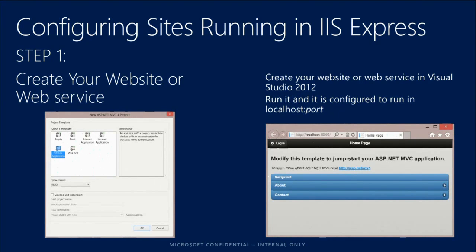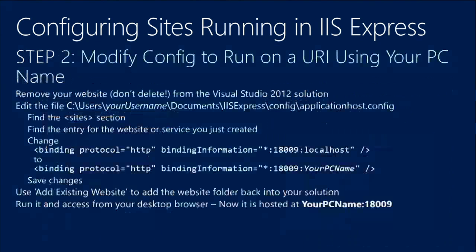So first of all, create your website. There's an example of it. Maybe that's an ASP.NET site or maybe it's an OData service or whatever. If you run it, you'll see that it runs on localhost on some randomly allocated port, 18009 in this case. And then you need to go into your My Documents. You'll find in there a folder called IIS Express, another folder in there called config, and under there is a config file called applicationhost.config. And you need to edit that.